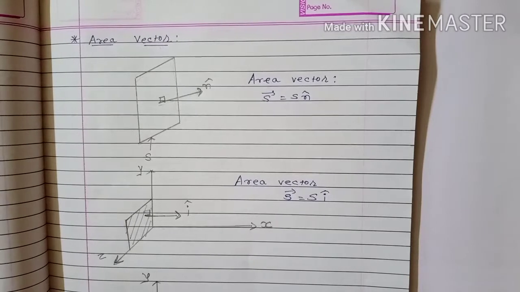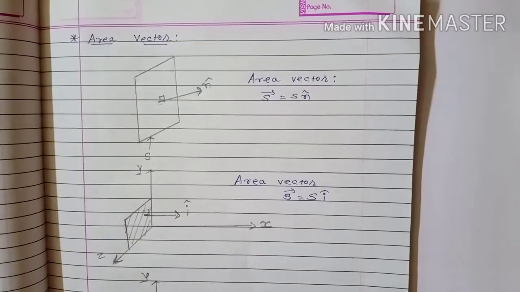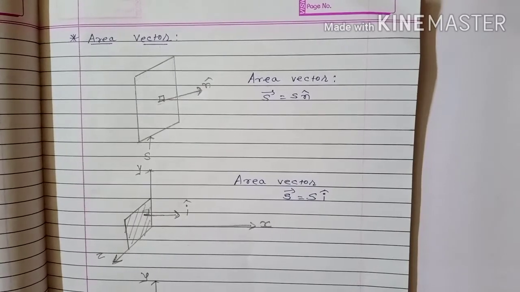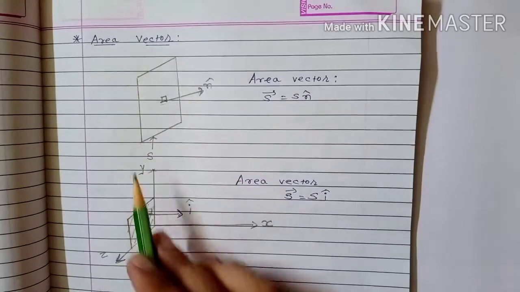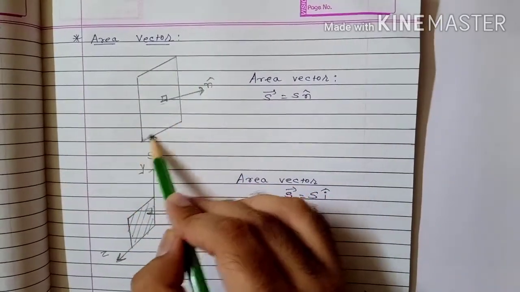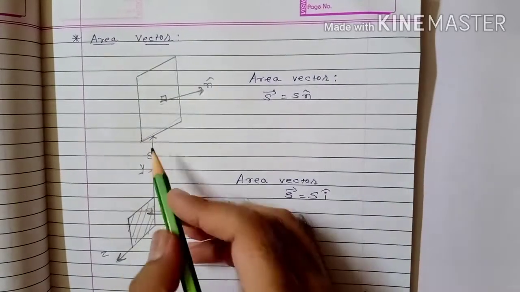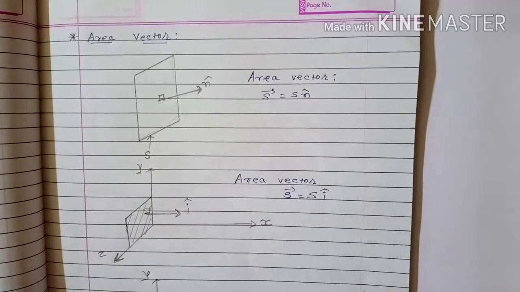Hello my dear students, today we will discuss electric flux, then I will discuss Gauss's law, but before that we will study the area vector. What is an area vector? Let me consider one plane surface. This is the plane surface and the area of this plane surface is S.